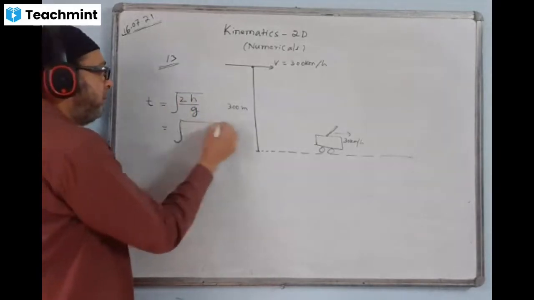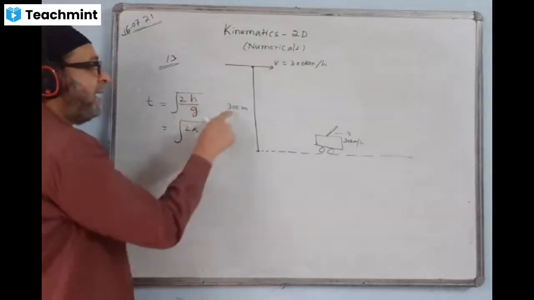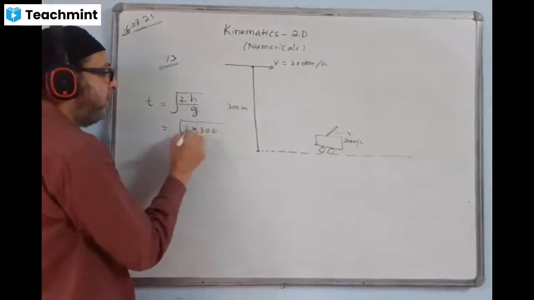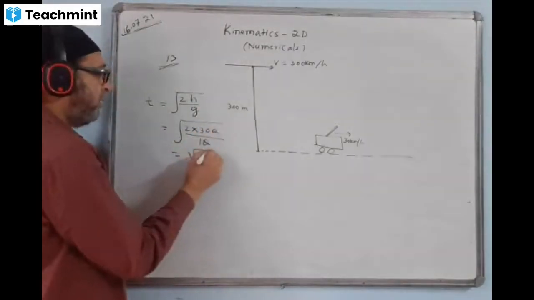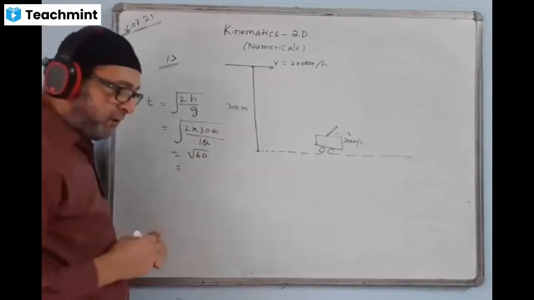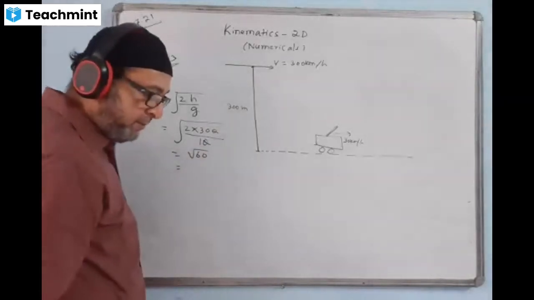Right? What is the height? Height is 300. g value is given 10. Now calculate this and this will go. You get root 60 and check what is the answer coming. Root 60 is coming how much?